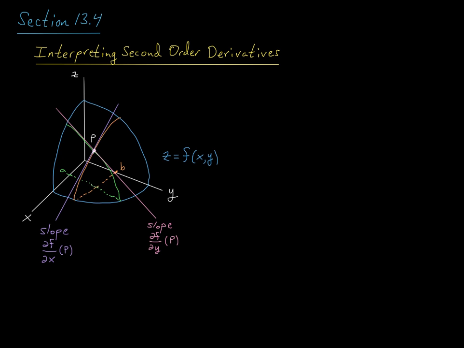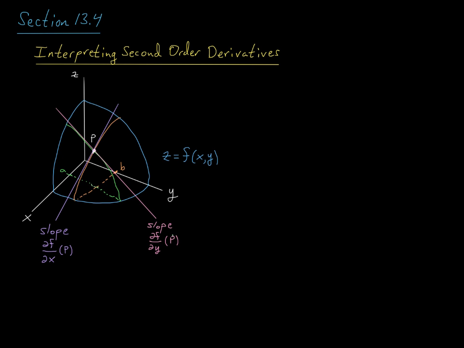Okay, so here I've just drawn our surface, and right at the point P, the slope of this purple tangent at P, in other words, the slope of this orange trace curve here, is just the first order partial derivative of f with respect to x. It's just telling us again the slope of that hillside in the positive x direction. Likewise, the slope of this pink tangent, which is the slope of this green trace curve, gives us the first order derivative with respect to y at P.